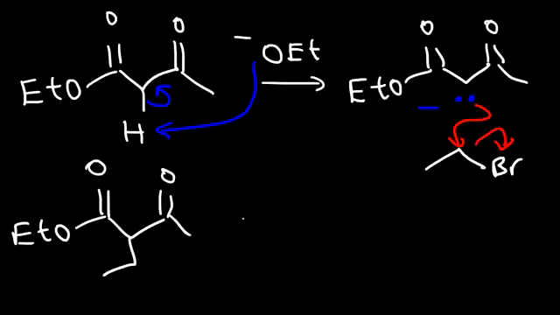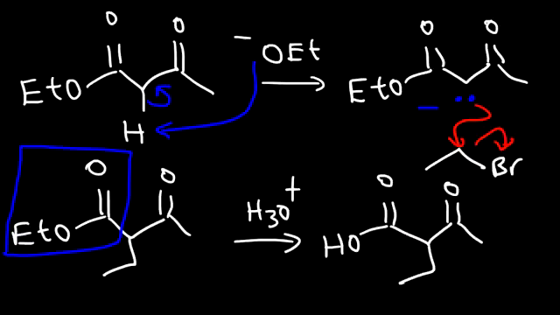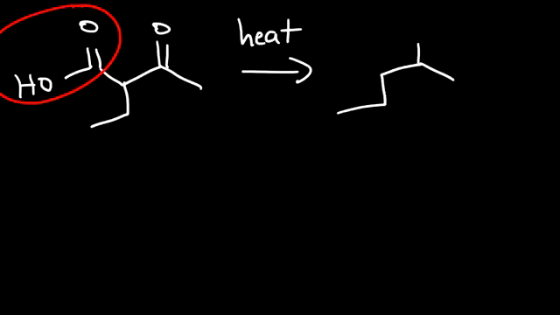Now the next step in the process is to react this molecule with H3O+. And so what's going to happen is the ester is going to be converted into a carboxylic acid. And so this is what we now have. I'm going to redraw that here. In the next step, we just need to heat the solution. So once we heat the solution, decarboxylation will occur. So we're going to lose the carboxylic acid part of the molecule, and so we're left with a ketone.